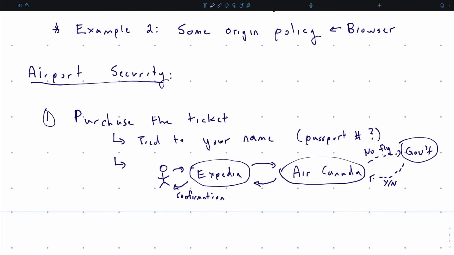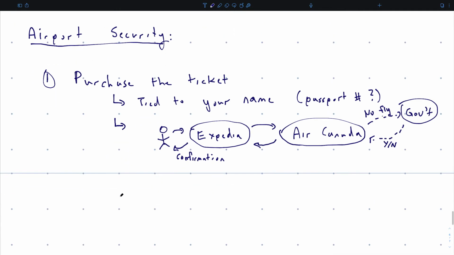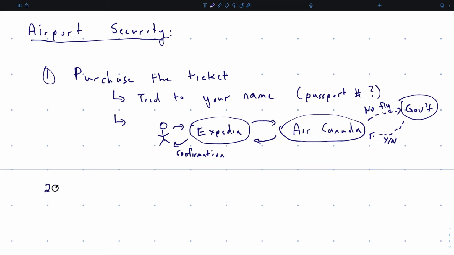Okay, so let's assume that we get the ticket. That's great. So now we're ready to go to the airport. All right, so you've all flown. You've walked in the doors of the airport. Where do you go first?